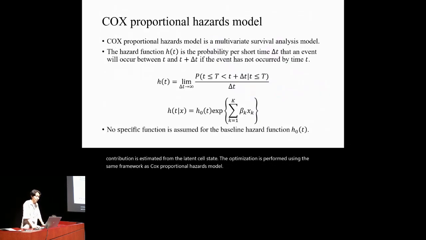Here, I explain the Cox proportional hazards model. The Cox proportional hazards model is a multivariate survival analysis model. The hazard function indicates the likelihood of an event occurring at a particular time. No specific function is assumed for the baseline hazard function.